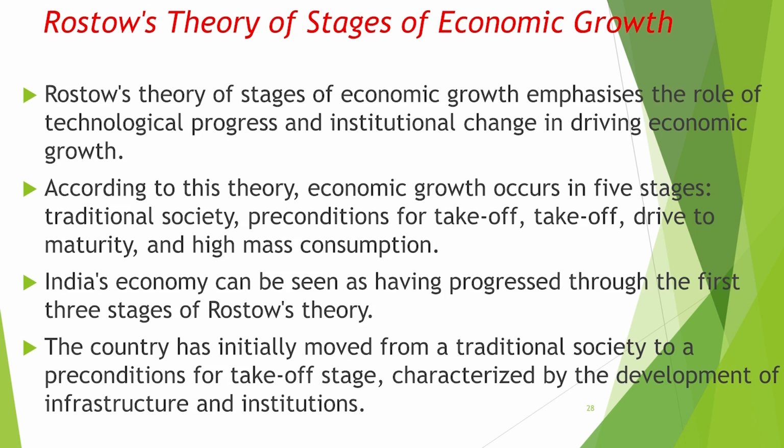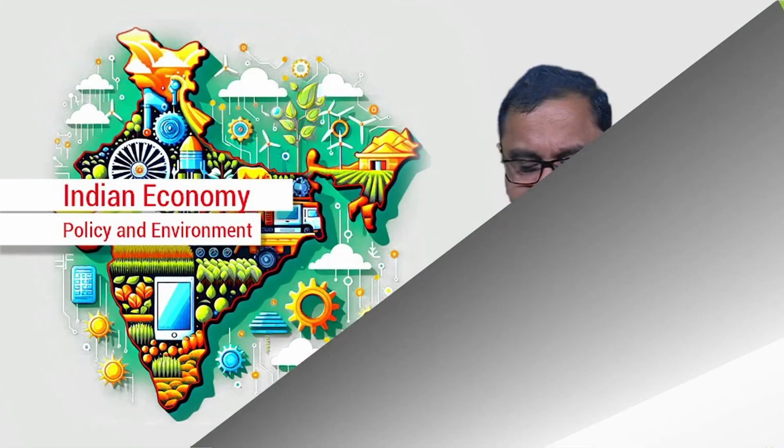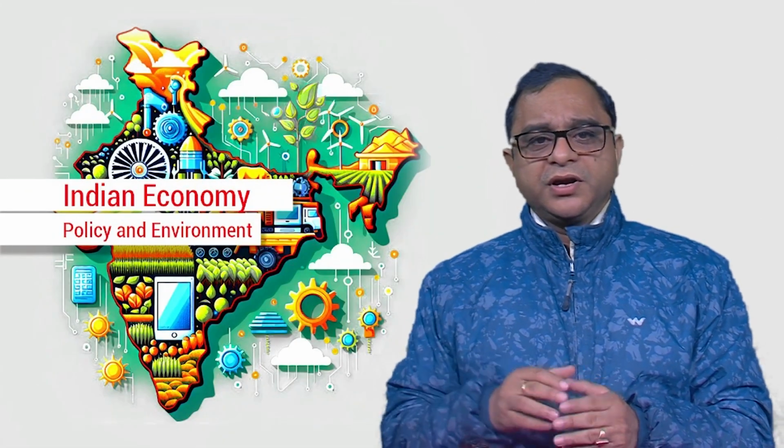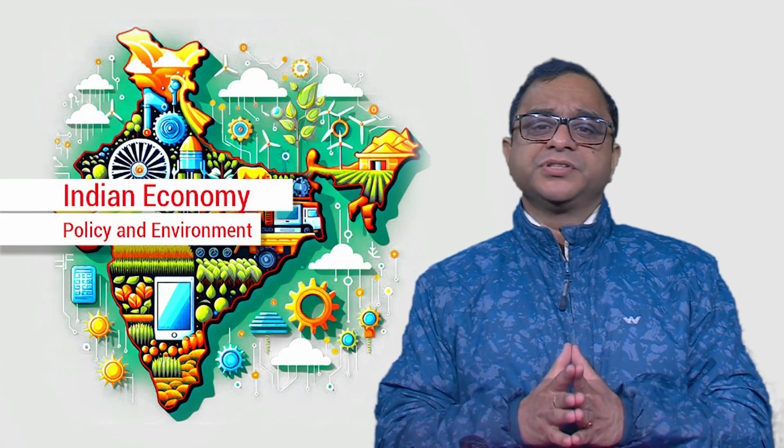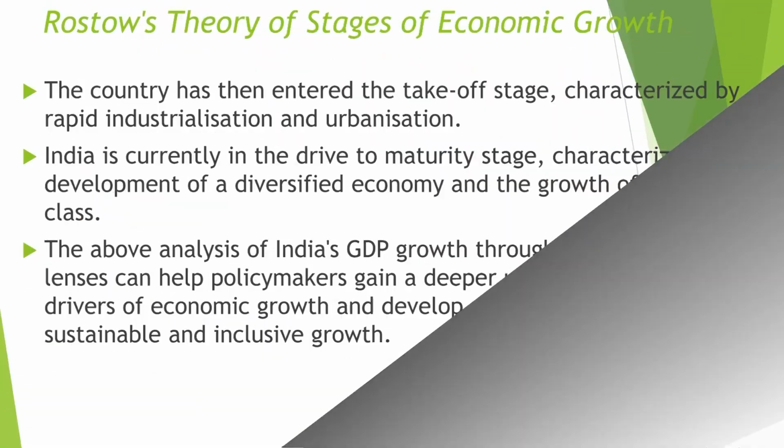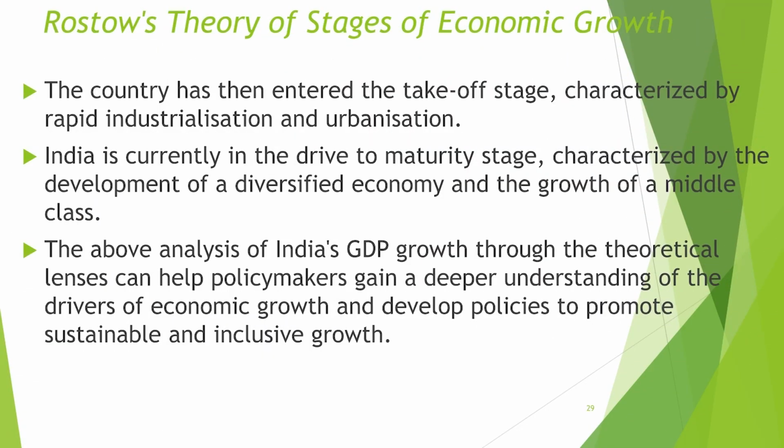Now, India's economy can be seen as having progressed through the first 3 stages of Rostow's theory. The country has initially moved from a traditional society to a preconditions for take-off stage, characterized by development of infrastructure and institutions. The country has then entered the take-off stage, characterized by rapid industrialization and urbanization. India is currently in the drive to maturity stage, according to this theory, characterized by the development of a diversified economy and growth of a middle class.